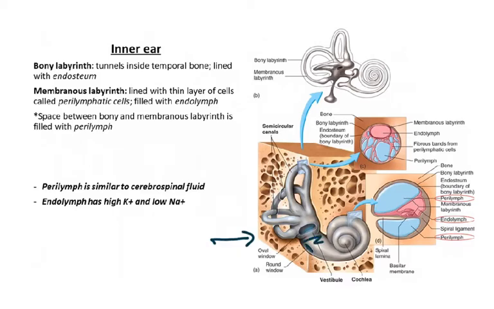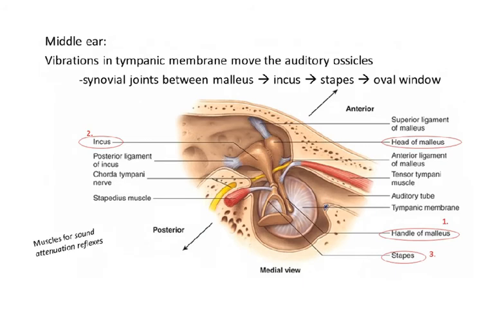This is the vestibule, this is the cochlea, and these are the semicircular canals. They're each oriented at a different angle. And this right here is the oval window. The oval window is connected to the malleus, the incus, and the stapes. So this region of the stapes actually vibrates against the oval window.